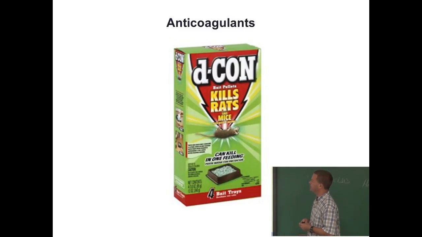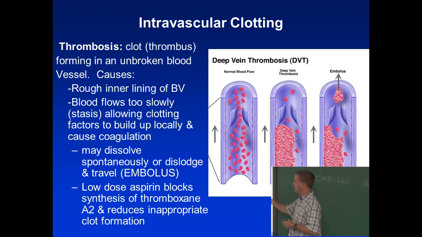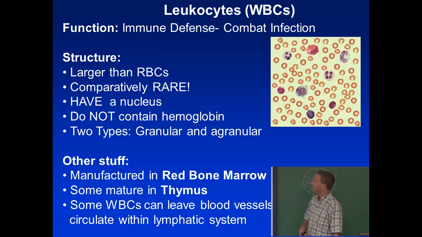We already talked about intravascular clotting. We said that that was thrombosis, and that when that clot breaks loose, it becomes an embolus, and that's problems as well. Okay, on to leukocytes. Hopefully we'll be able to finish these things off.